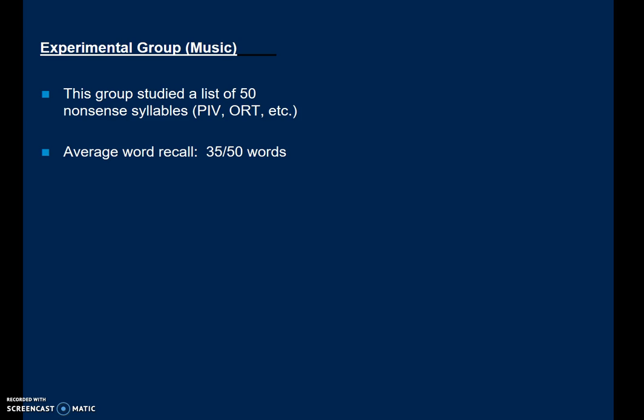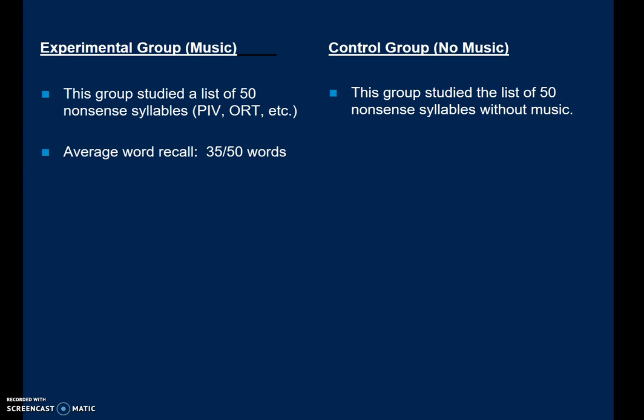An important element in most experiments is having a control group. We need a group to compare our experimental group to. We call those control groups. This is a group that does not receive the independent variable. So in other words, this group is not listening to music, but they're still going to perform the same task as the experimental group by studying a list of 50 nonsense syllables. They're just doing it without the music.